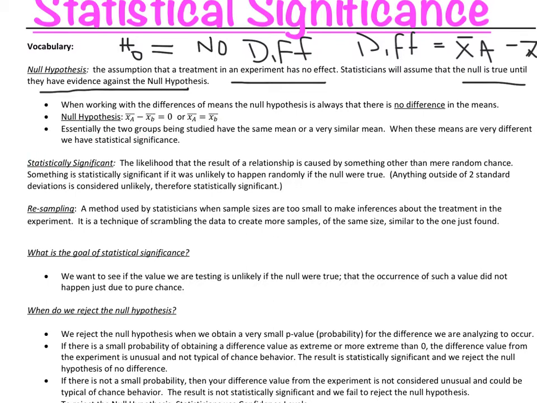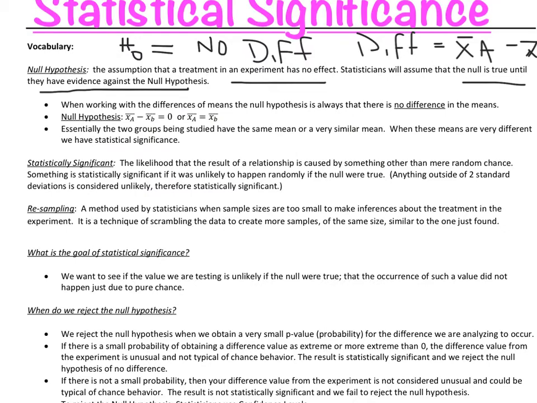What is statistical significance? It's the likelihood that the result of a relationship is caused by something other than mere random chance, which in an experiment would be the treatment, and that's what we're looking for. Something is statistically significant if it was unlikely to happen if the null were true. So if there was no difference in the means, and we saw something unlikely to happen, then the null would be false and we would reject it. We usually use this rule of thumb: anything outside of 2 standard deviations is considered unlikely.